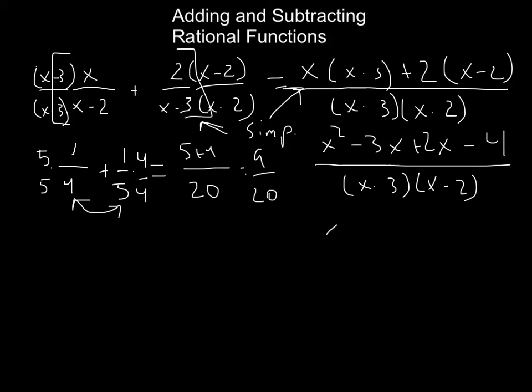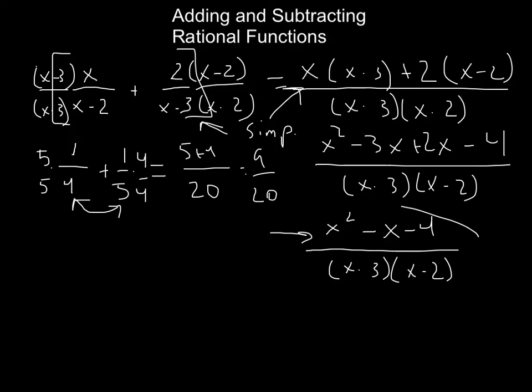And so on top, I have x squared minus x minus 4 over x minus 3, x minus 2. At this point, you want to try to factor your numerator completely, if possible, and then you can remove any discontinuities that may still exist. In this case, this is not factorable, so I would leave it as such.